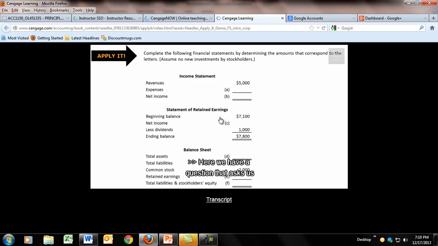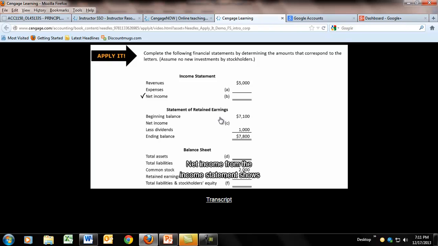Here we have a question that asks us to find missing values in financial statements using knowledge of the statements and the accounts they reflect. In this question, it will be important to remember the accounting equation, as well as what information applies to which financial statements and how they relate to one another. Remember that each statement has information that shows up on another financial statement.